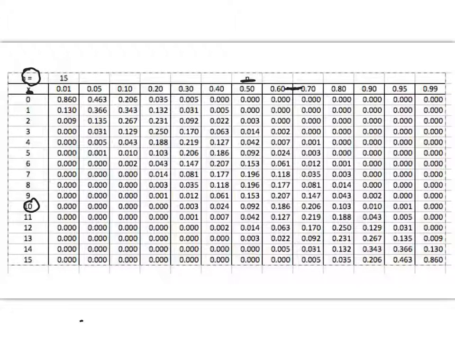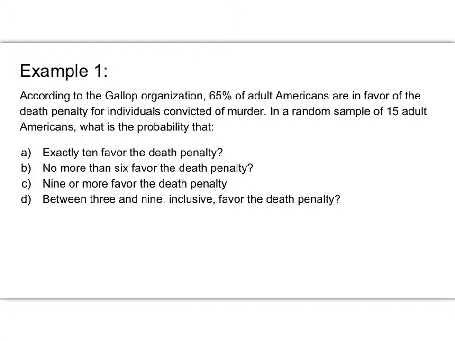So I don't have 65%, I have 60 and I have 70, so I'm going to have to average the two when I find the column that I'm looking for. So if I go across here and find out where these intersect, it's going to be here. So I need to take the average between 0.186 and 0.206. And when I do that, I get 0.196. So the probability of 10 is about 0.196.